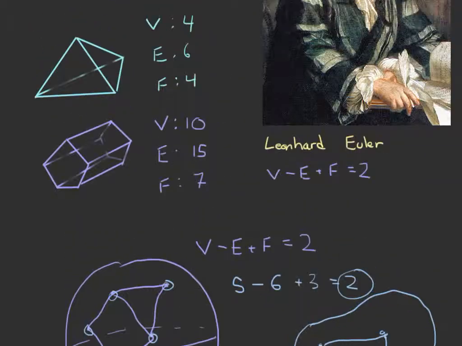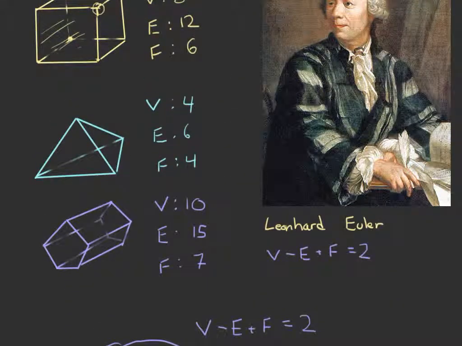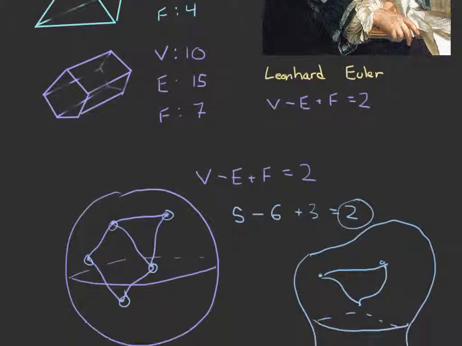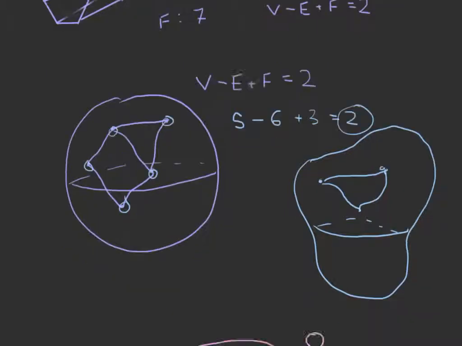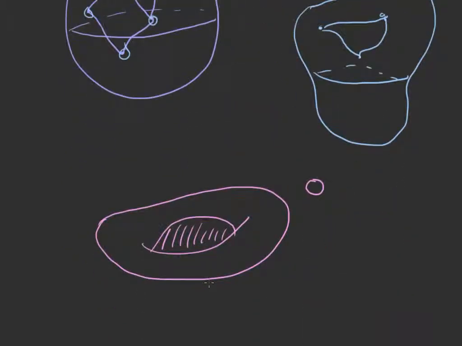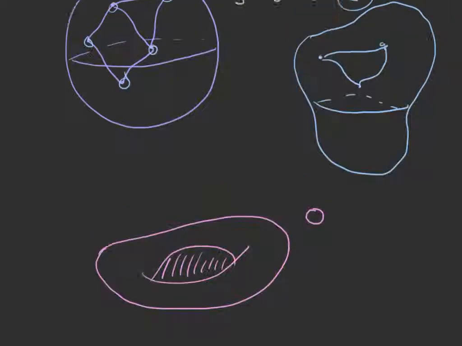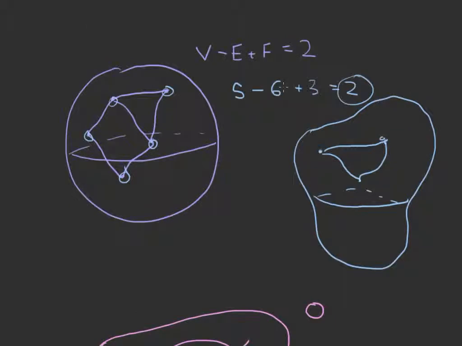And moreover, I can take any of these shapes, and if I stretch them or bend them, I can get a sphere. I can continuously deform these shapes and get a sphere. But no matter how hard I try, no matter how much I bend and stretch and shrink the torus, the donut, I cannot get a sphere. This vertices minus edges plus faces, the Euler characteristic, is what's called a topological invariant. Might as well write that down. A topological invariant.